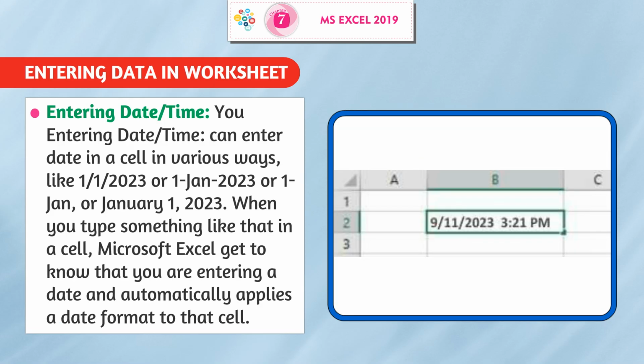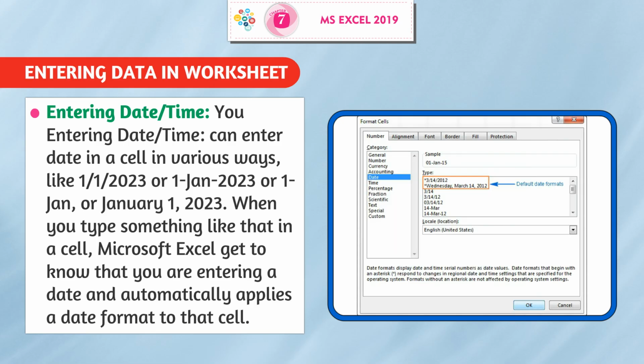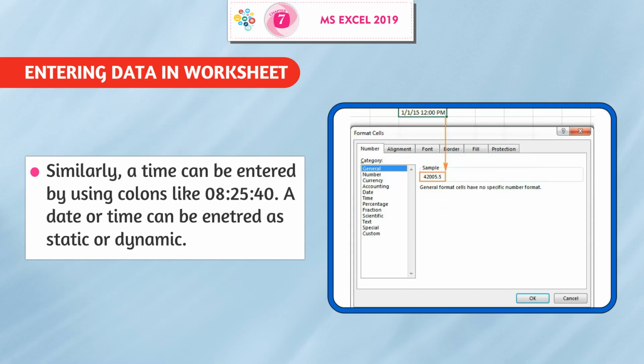Entering date, time. You can enter date in a cell in various ways, like January 1st, 2023, or 1 Jan 2023, or 1 Jan, or January 1st, 2023. When you type something like that in a cell, Microsoft Excel gets to know that you are entering a date and automatically applies a date format to that cell. Similarly, a time can be entered by using colons like 8 hours, 25 minutes, and 40 seconds.